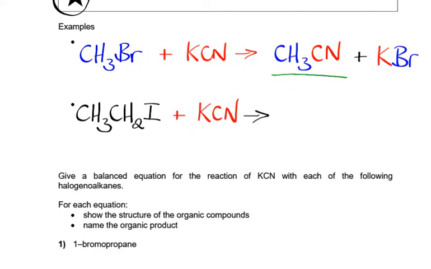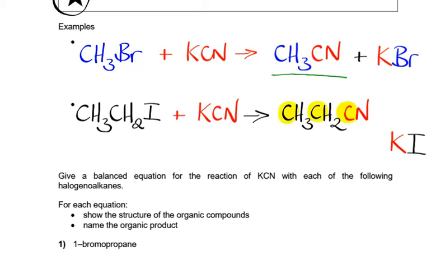Now have a go at doing this one. So I've drawn iodoethane, again reacting with potassium cyanide. Just pause the video and see if you can work out what the organic product is. So well done if you got that. CH3CH2CN, as well as potassium iodide. And again, just pause the video and see if you can work out what the name of the organic product is.